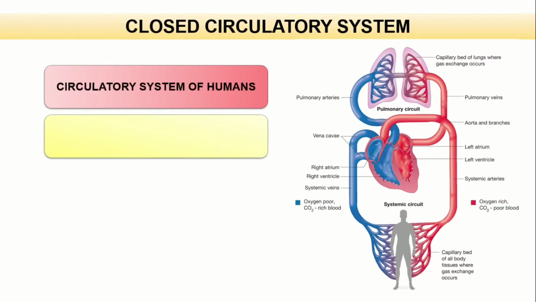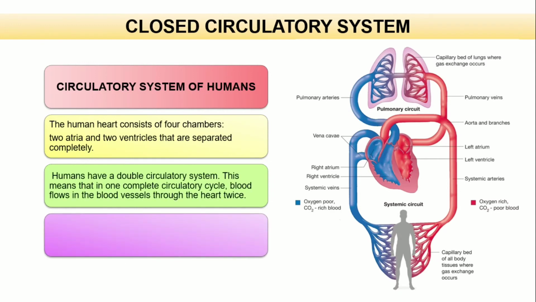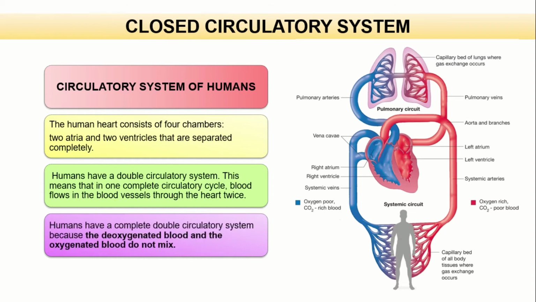This is the closed circulatory system in humans. The human heart consists of 4 chambers, 2 atria and 2 ventricles that are separated completely. Humans have a double circulatory system. This means in one complete circulatory cycle, the blood flows in the blood vessel through the heart twice. Humans have a complete double circulatory system because the deoxygenated blood and the oxygenated blood do not mix. It is separated by a structure called the septum.